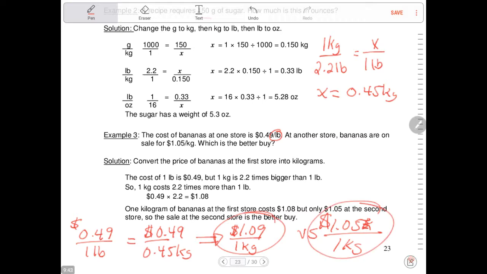This is going to come up on your practice sheet. Please seek out clarification for example 3 if that does not make sense. Let's try some practice.